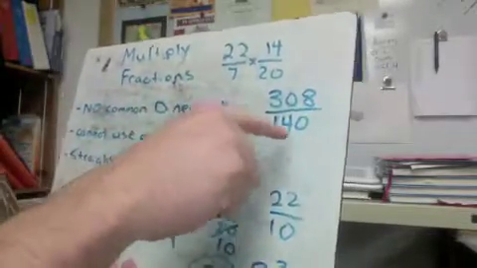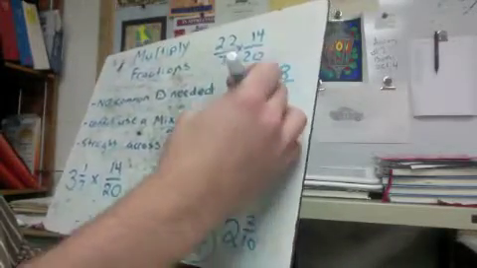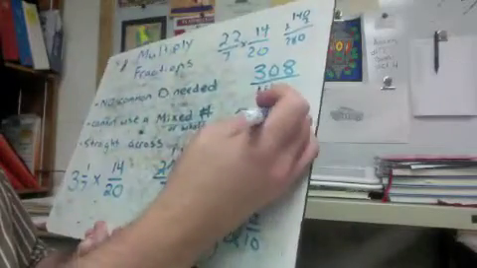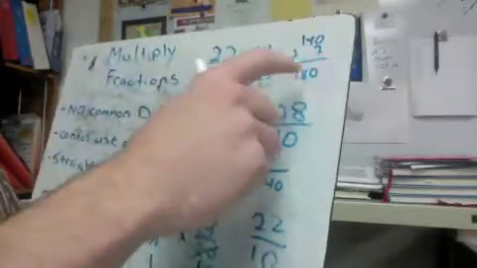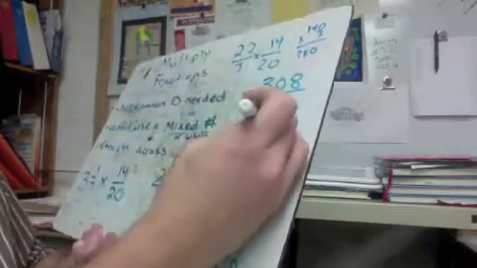Okay, so 140 goes into 308 twice, and I think 140 times 2 is 280. Okay, so my leftover amount would be 280 up to 300 would be 20, and then we have 8 more, so that would be 28.